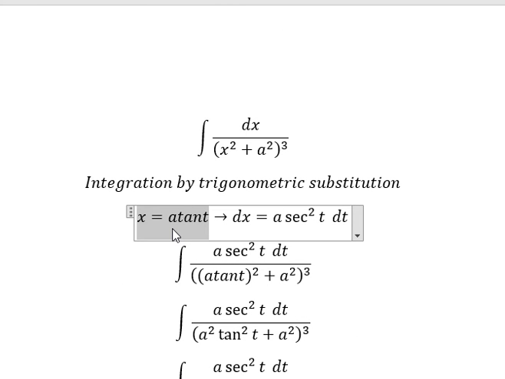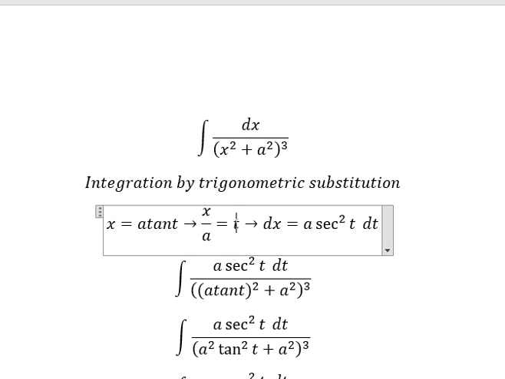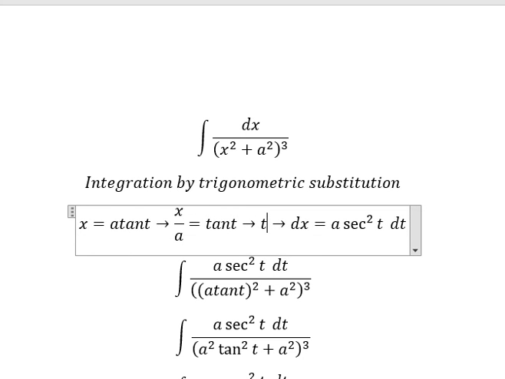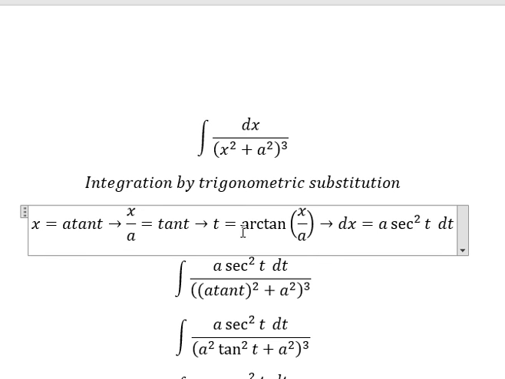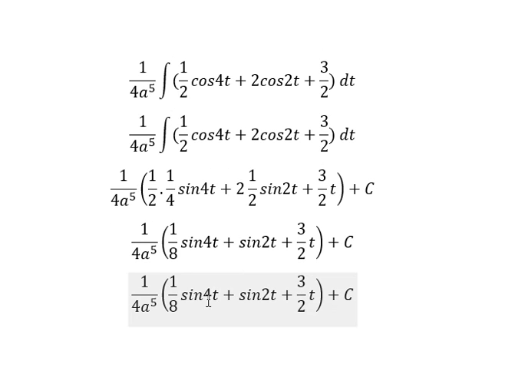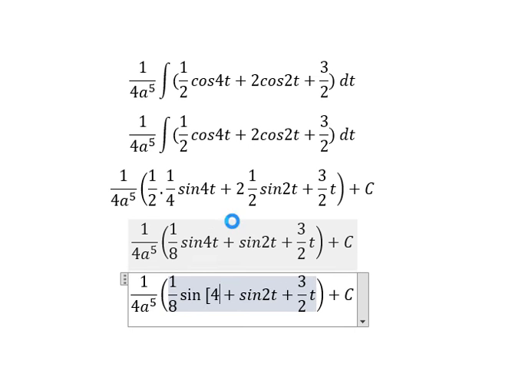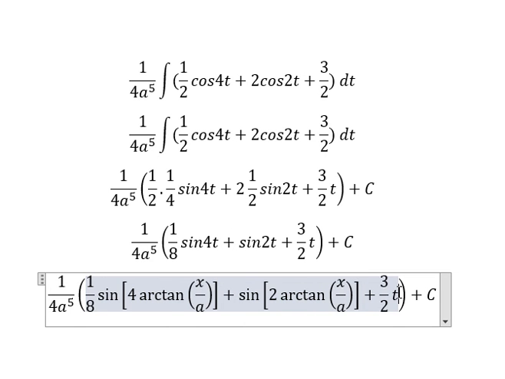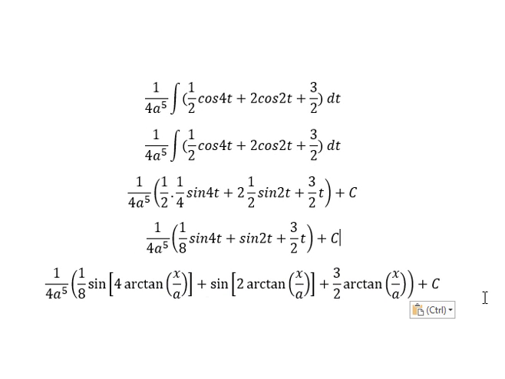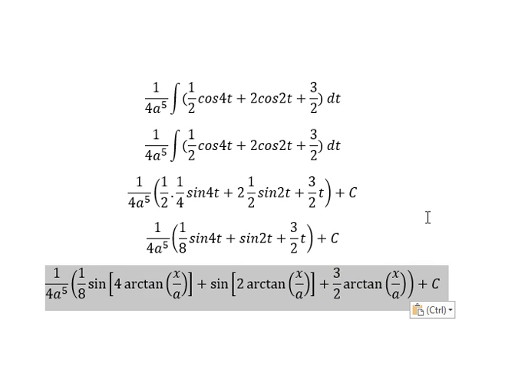So we need to divide both sides by a. And we get t equals arctan of s over a. So I will put this one to change for t. And this is the final answer. This is the end. Thank you for watching.